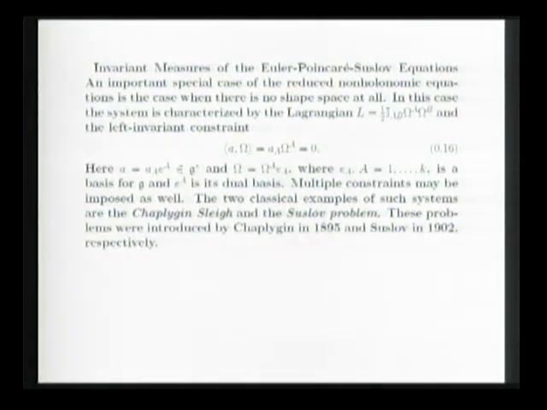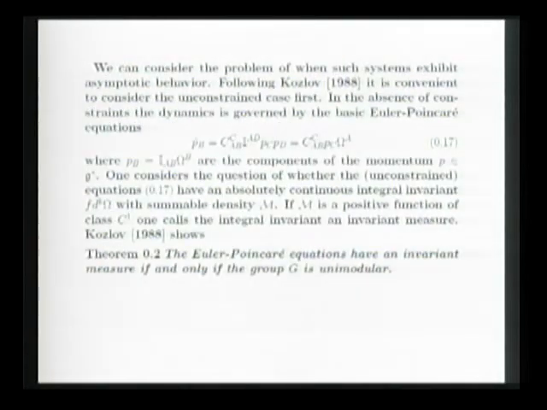If we just take the general Euler-Poincare-Suslov equations, or the general sort of equations that I wrote down earlier, I can write down the dynamics in quite a general way. So the idea is the following. You want to consider which systems exhibit asymptotic behavior. Following Kozlov, and you saw some of this in Luis's talk yesterday, I first of all take the unconstrained equations, which are just given in this quadratic form. We know these well, say the rigid body type equations. And one considers when these equations have a natural invariant measure.